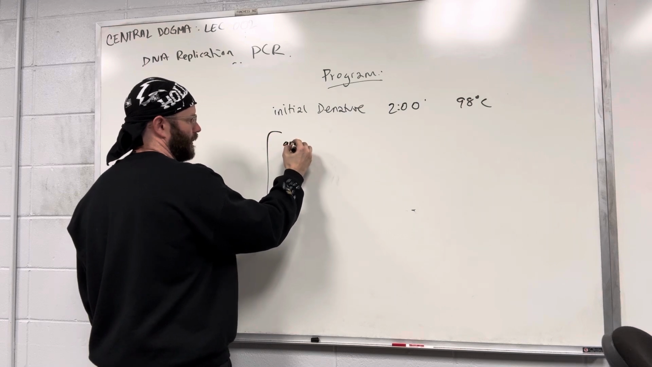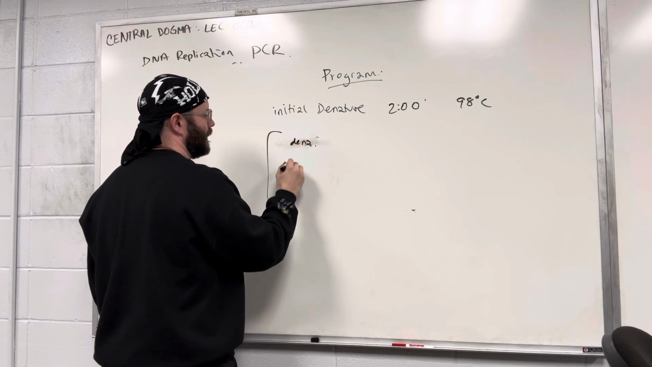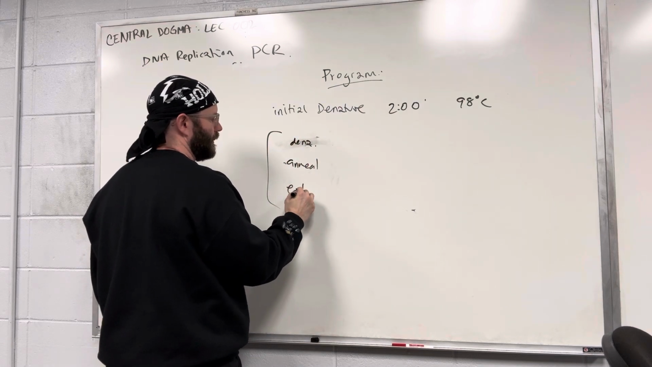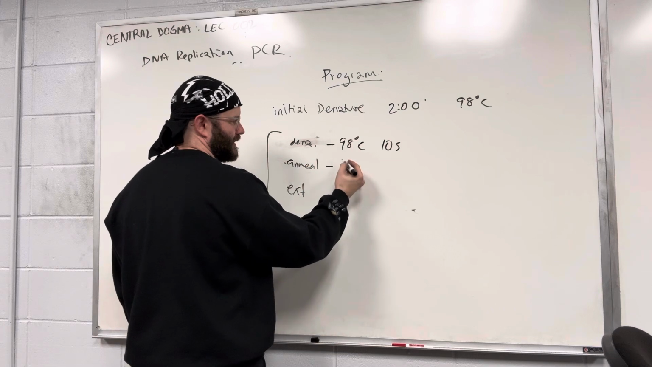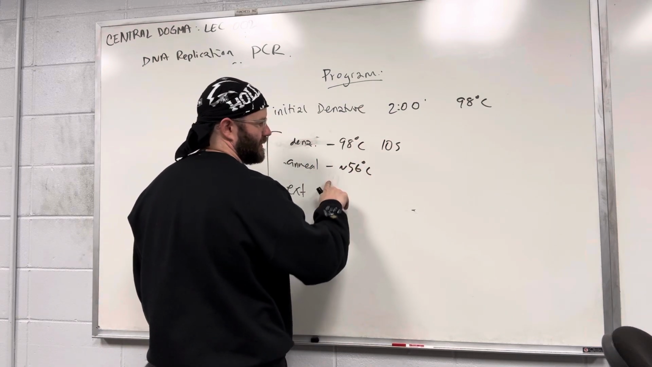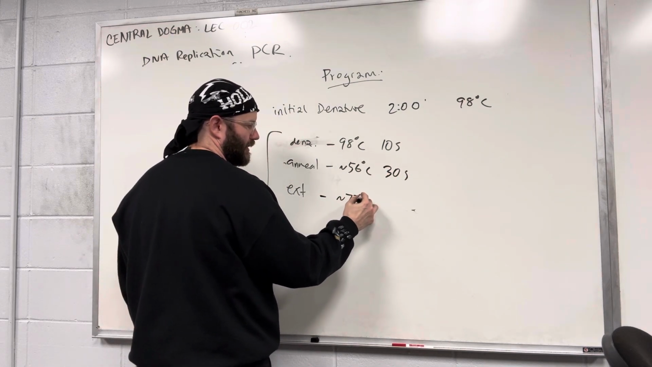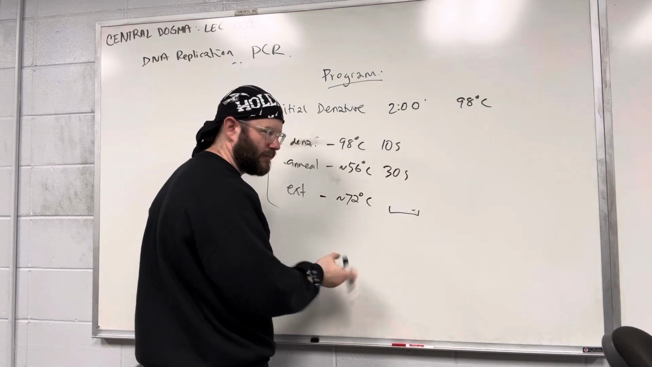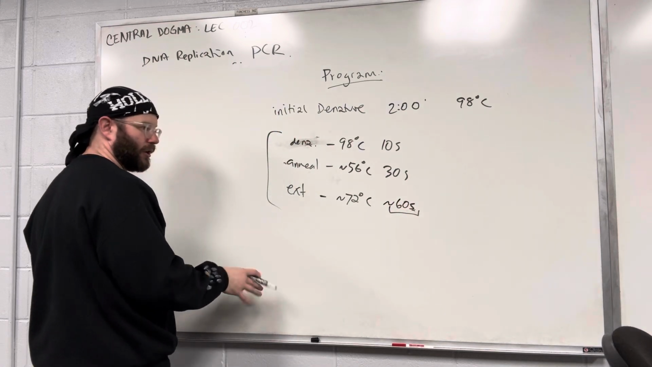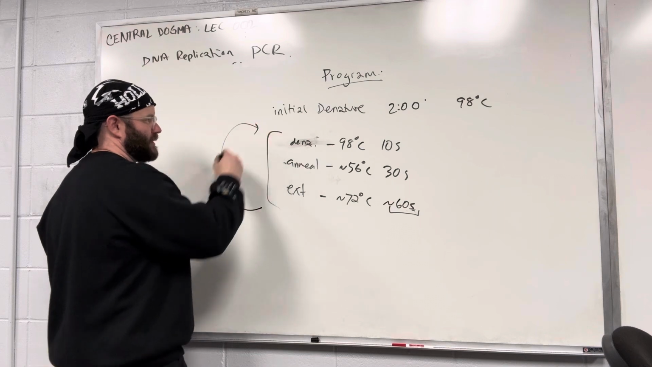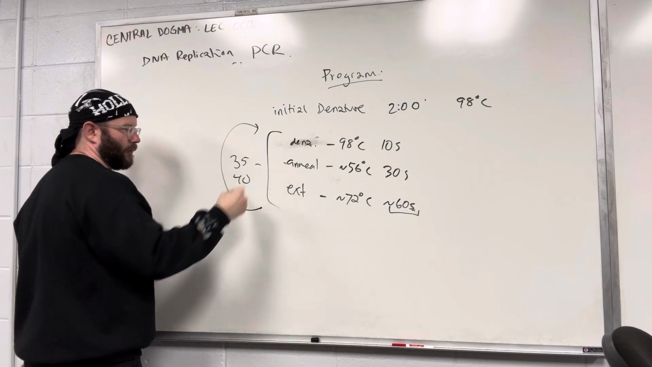So the first step, denature, anneal, extension. Denature is typically 98 degrees Celsius, 10 seconds. Anneal is typically about 56 degrees Celsius, we'll talk more about this, for 30 seconds. Extension is 72 degrees Celsius for a certain amount of time, depending on how long your product is. Maybe let's say 60 seconds. Could be faster, could be slower. How many times do you usually cycle this? 36. Yes, about 35 to 40 is normal.